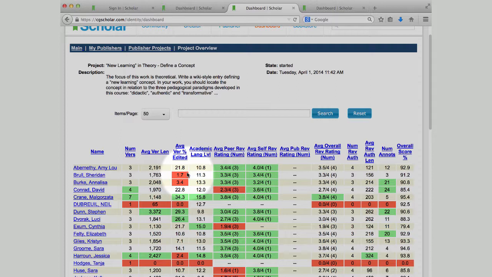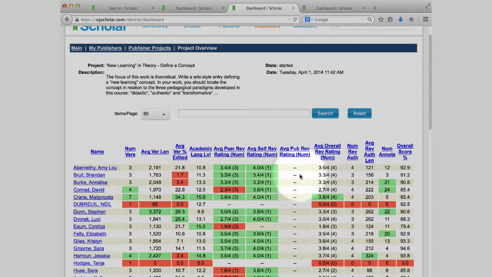edited, which is how much, to what extent they take on board their peers' comments, academic language level, which is a whole series of vocab and structural metrics which are expressed here in grade levels. The average peer review rating, I mean, that actually we've discovered from our research that the mean peer review rating is pretty close to what an expert reviewer would be saying about a work. Average self-review rating, this was actually on the last version, so we really want them to score themselves very highly. We want them to have improved a lot from their feedback.